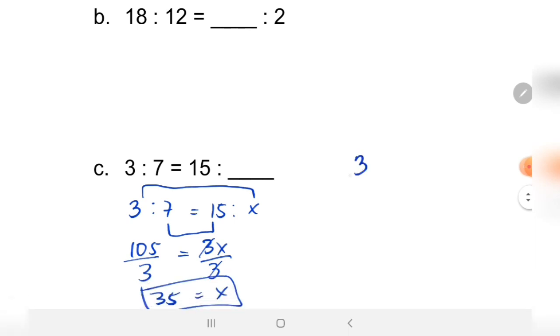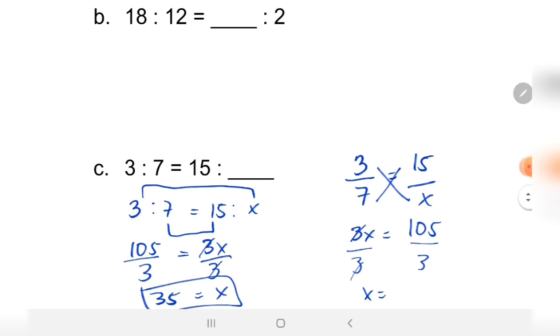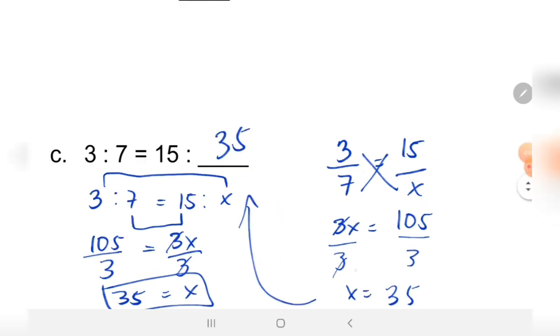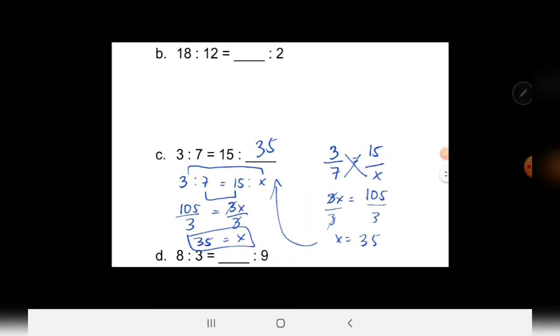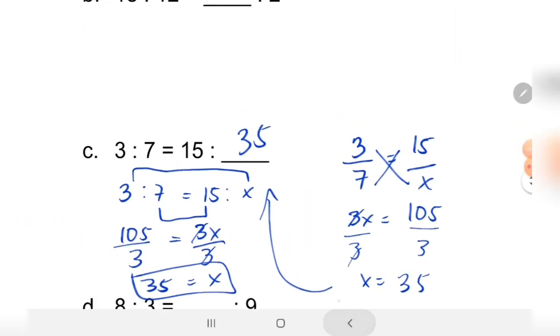Or in the fraction form, that is 3 over 7 equals 15 over x. Now cross multiplication. So 3 times x, 3x equals 7 times 15, that is 105, divided by 3. X equals 35. So the answer is 35.